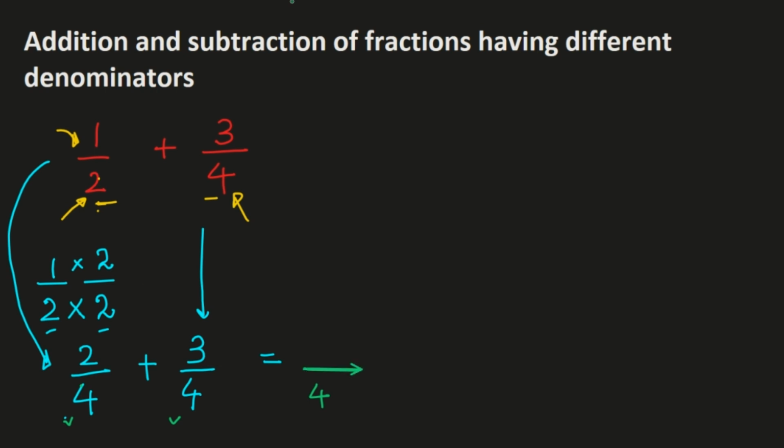Then what happens? Since here the sign is addition, you can simply add the numerators. Then it's 2 plus 3. So the answer is 5 upon 4. It doesn't matter. You can see this is not a proper fraction, it's an improper fraction. So it doesn't matter. Just this is the answer. And I hope that the way that we did this question is clear for you.